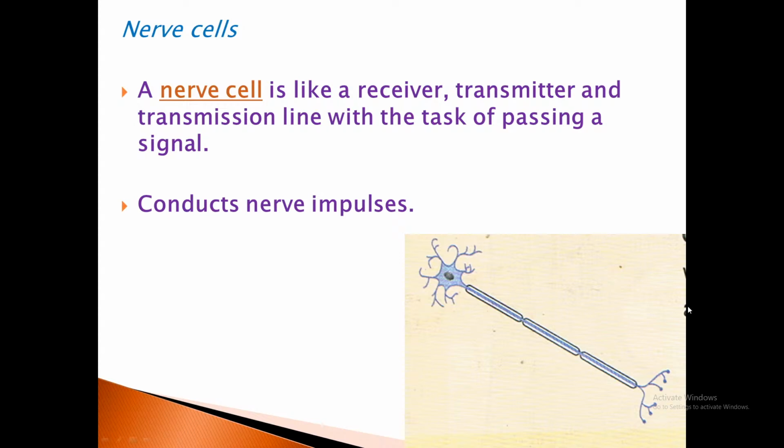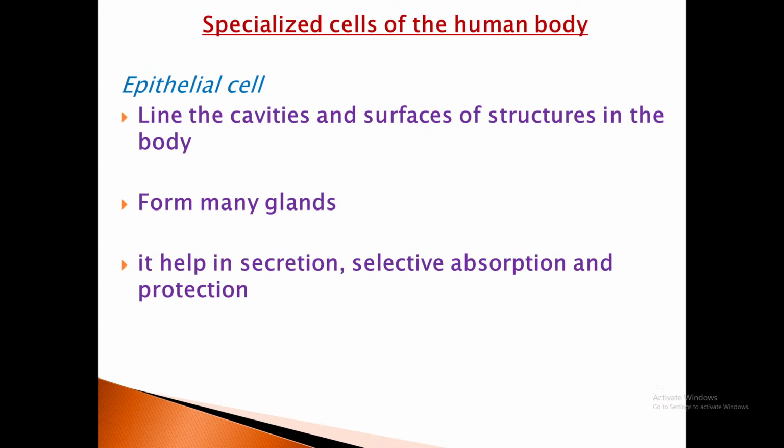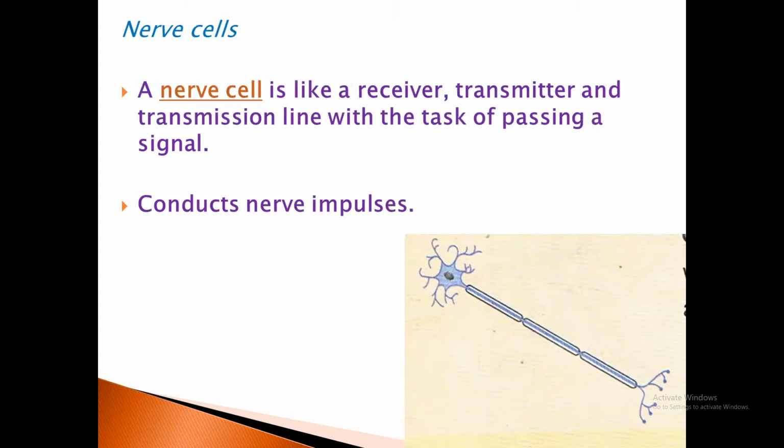Alright, moving down. Second pointer: conducts nerve impulses. That means that it carries messages. That's what the second pointer is talking about there. So that's it in terms of the nerve cell. Again, the nerve cell is like a receiver, a transmitter and a transmission line. So basically, in a nutshell, you can say that the nerve cell is what allows the different body parts to communicate, to know what is going on with each other.